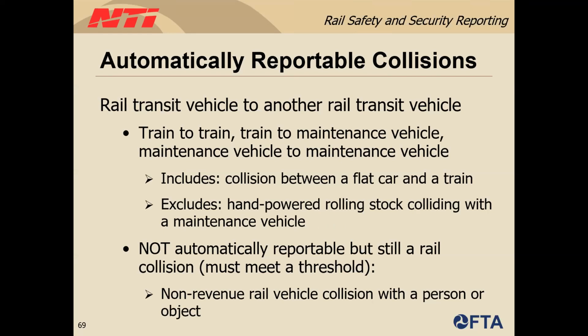Also, hand-powered rolling stock are not considered vehicles, so this example would not be considered a rail-to-rail collision, but may still be reportable if it meets a threshold. The same would be true for a non-revenue vehicle colliding with a person or object. It would have to meet a threshold.